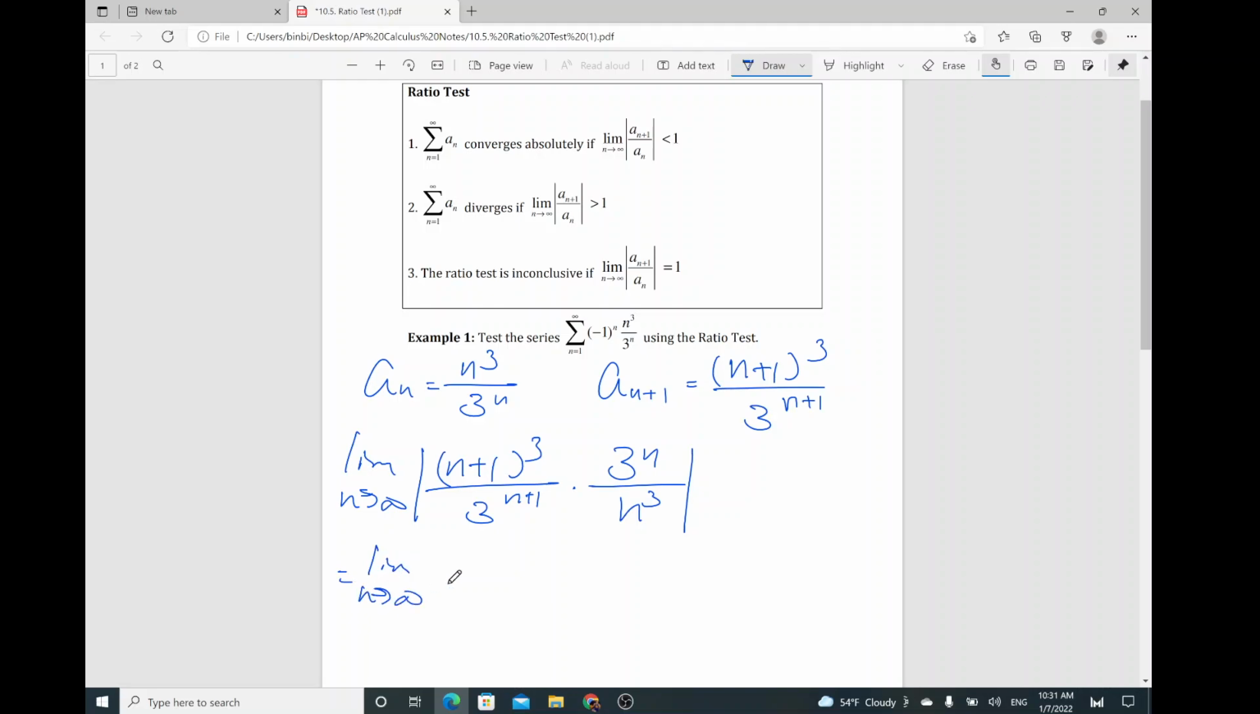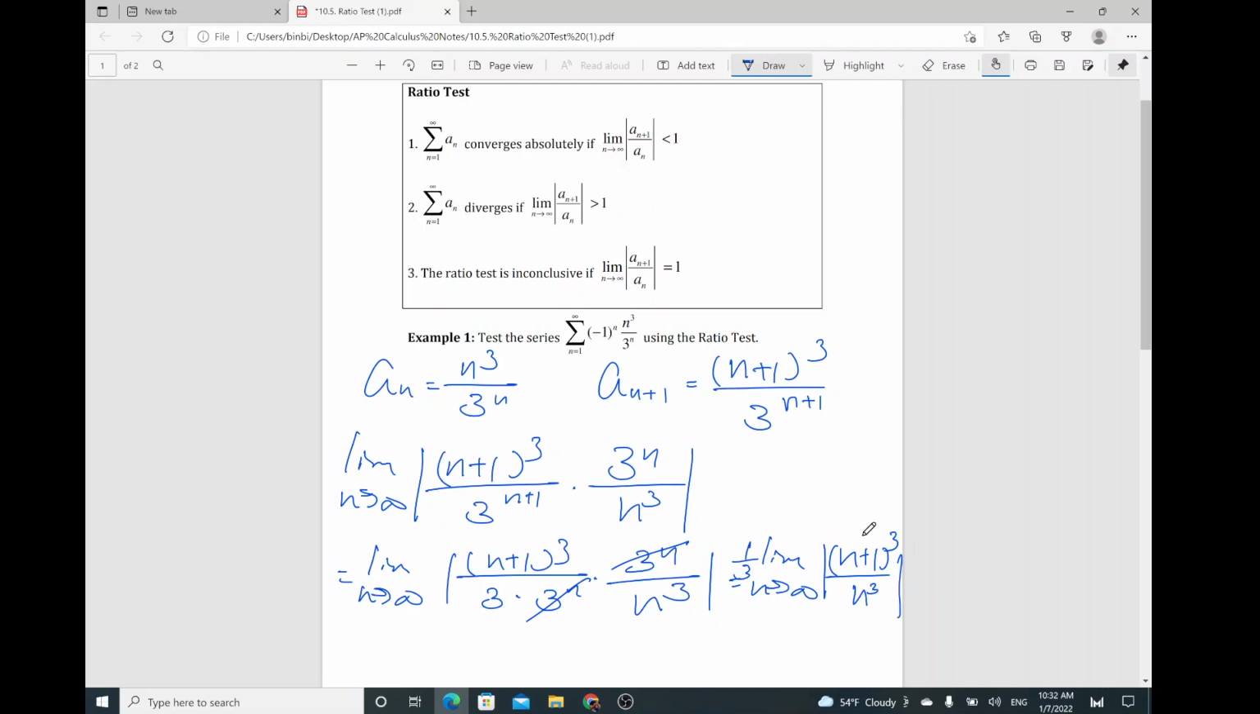So the limit as n goes to infinity of n plus 1 to the power of 3 all over 3 times 3 to the power of n, using the properties of exponents, times 3 to the power of n over n to the power of 3. You may notice that the 3 to the power of n terms got cancelled. What's left is the limit as n goes to infinity of 1/3, which we can pull out because it's the coefficient, times n plus 1 quantity to the power of 3 over n to the power of 3.